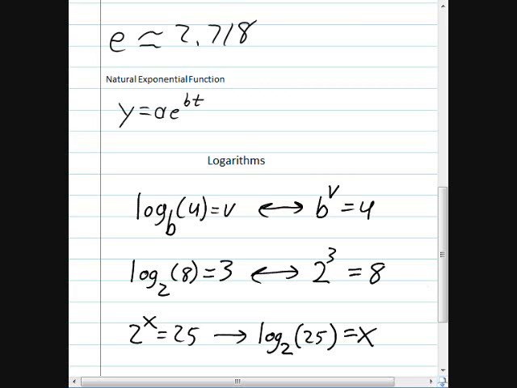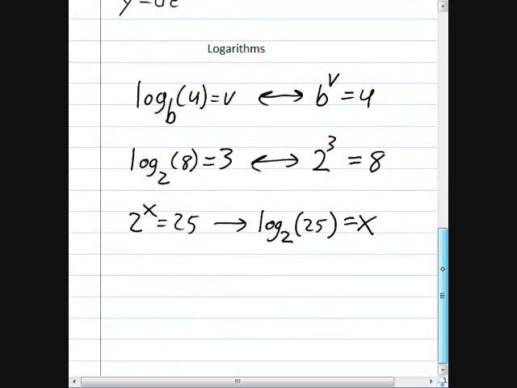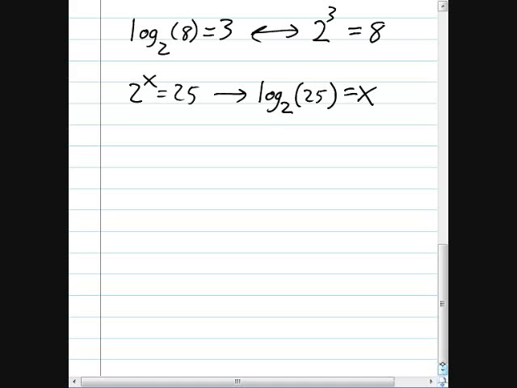It turns out most calculators only handle two bases for logarithms. The common base, which is base 10, and the natural base, which is base e from the natural exponential function. Because these two are used commonly and are the two that are understood by our calculator, we have special ways to write those down. And here they are.